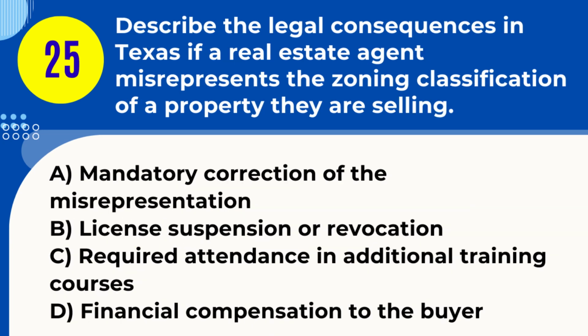Question 25. Describe the legal consequences in Texas if a real estate agent misrepresents the zoning classification of a property they are selling. A. Mandatory correction of the misrepresentation. B. License suspension or revocation. C. Required attendance in additional training courses. D. Financial compensation to the buyer. Answer. B. License suspension or revocation. Explanation. Misrepresenting the zoning classification of a property in Texas can lead to serious consequences for a real estate agent, including license suspension or revocation.